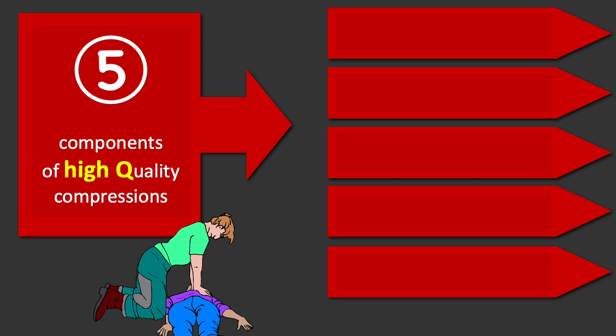The 2021 ILCOR guidelines reiterate the importance of high-quality CPR. Advanced life support interventions are pointless if basic life support interventions are inadequate. High-quality compressions are vital to excellent BLS. There are 5 components of high-quality compressions. The rate of compressions for infants and children is 100 to 120 compressions per minute.